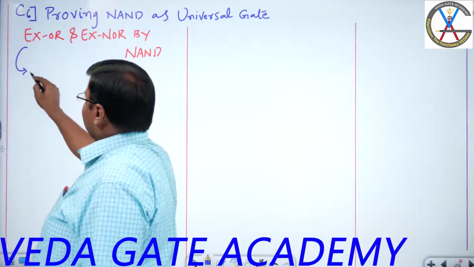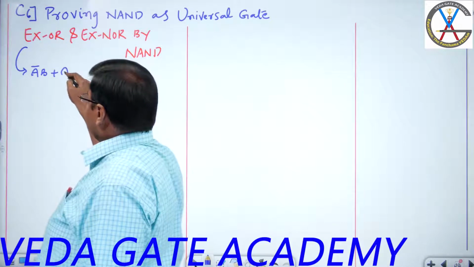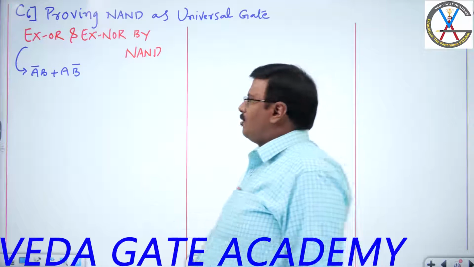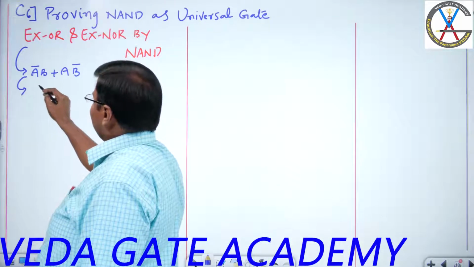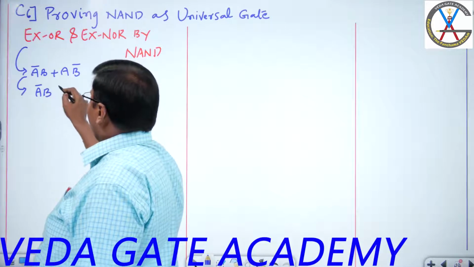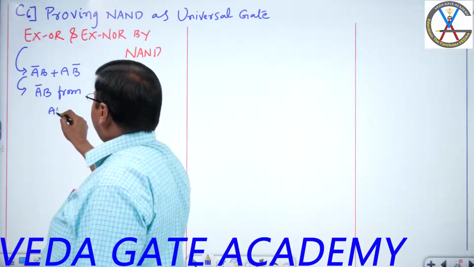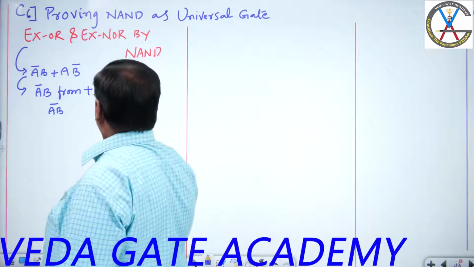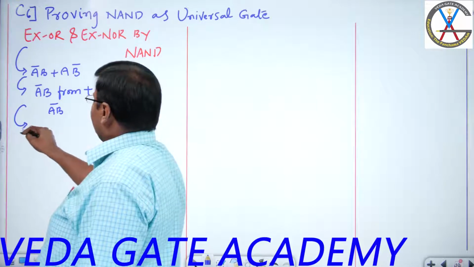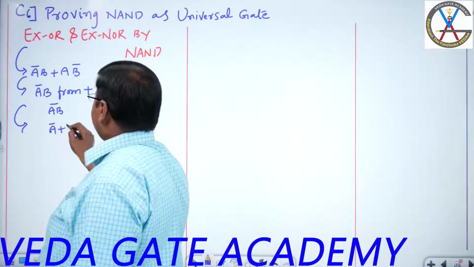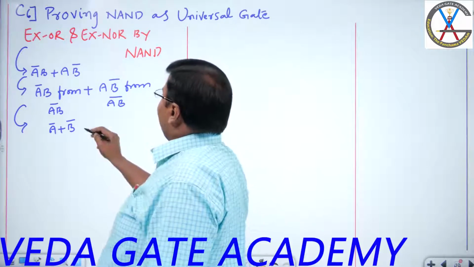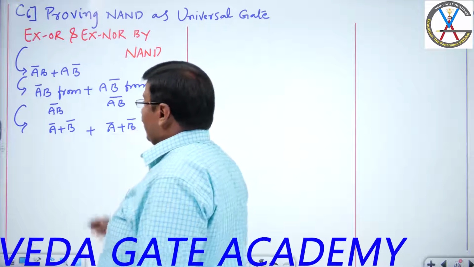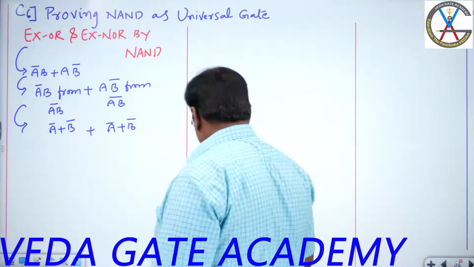You have exclusive OR in the sense A bar B plus AB bar, right? A bar B plus AB bar. Now we have to develop this equation using NAND operations. So I have to go as, so A bar B from AB bar, also AB bar also from AB bar. So you know the expression of AB bar expansion, A bar plus B bar, and here also AB bar expansion, A bar plus B bar. But I want A bar B, AB bar from this. Now just see how will we get that?